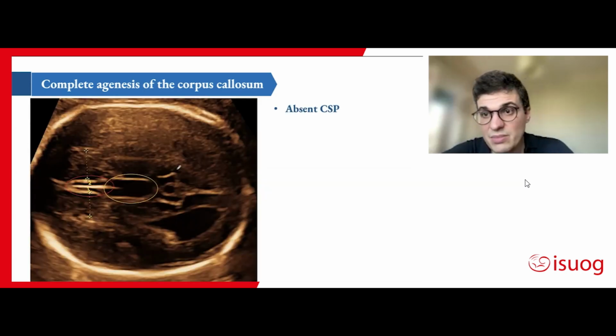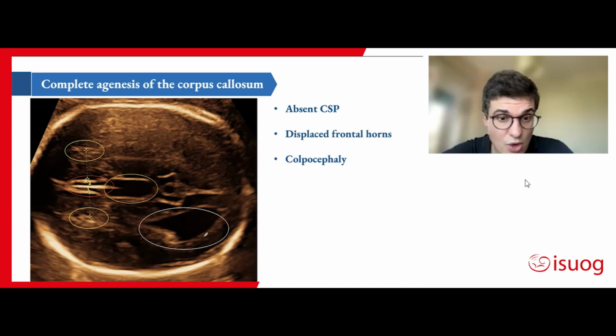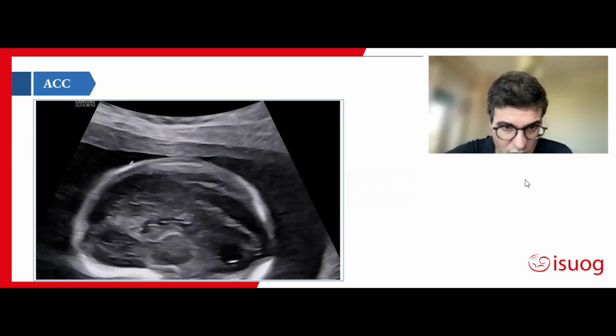So which are the main imaging features of complete agenesis of the corpus callosum? On the axial plane: absent cavum septi, displaced frontal lobes, and sometimes colpocephaly, which is a tear-shaped appearance of the posterior ventricle. Sometimes we can have the third ventricle, which is actually higher. So the position of the third ventricle is higher than it should be. And of course, we'll show you another case.